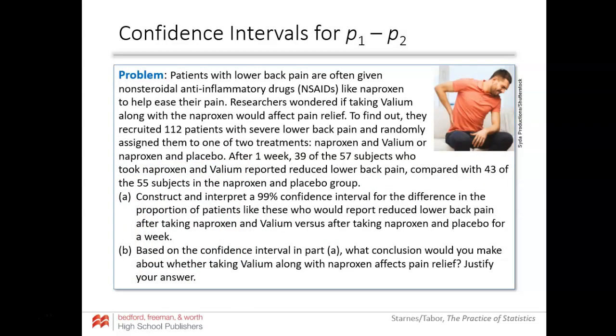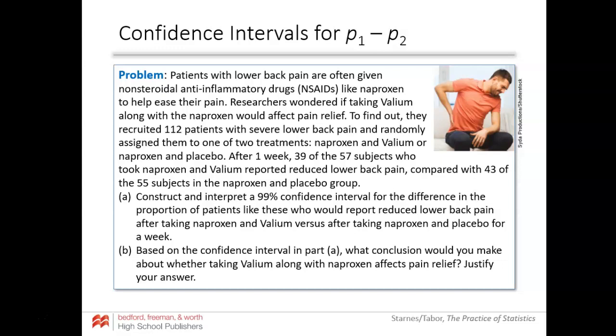Patients with lower back pain are often given non-steroidal anti-inflammatory drugs, NSAIDs they call them, like naproxen, to help ease their pain. Researchers wonder if taking Valium along with naproxen would affect pain relief. To find out, they recruited 112 patients with severe lower back pain and randomly assigned them to one of two treatments, naproxen and Valium, or naproxen and placebo. After 1 week, 39 out of the 57 subjects who took naproxen and Valium reported reduced lower back pain, compared with 43 out of the 55 who took naproxen with the placebo.